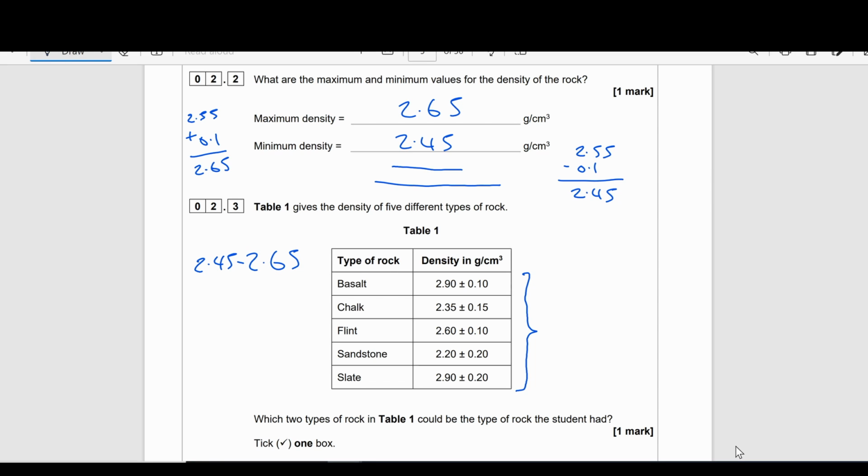So let's start at the bottom, slate. If we do 2.9 plus 0.20, we'd get 3.1.